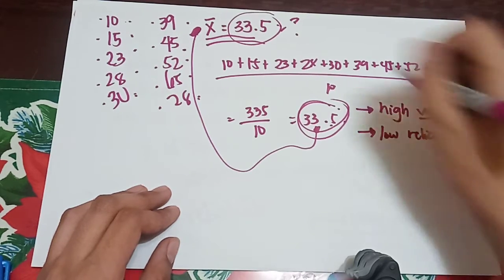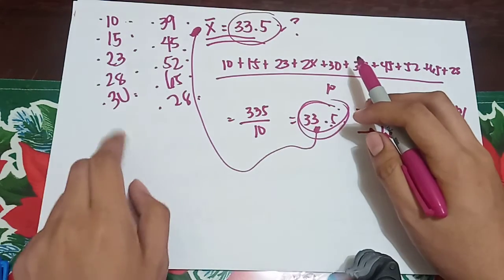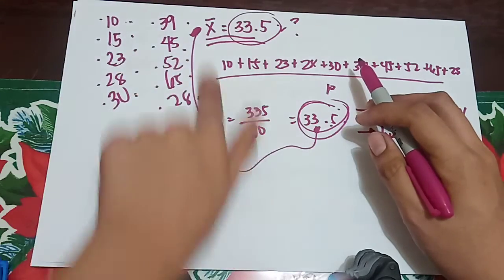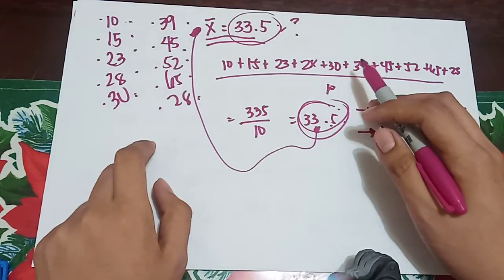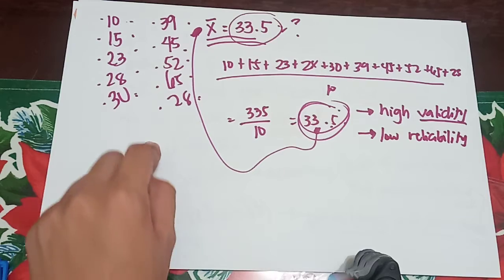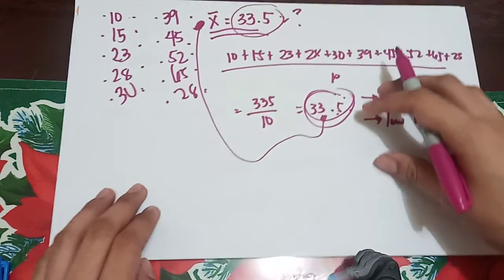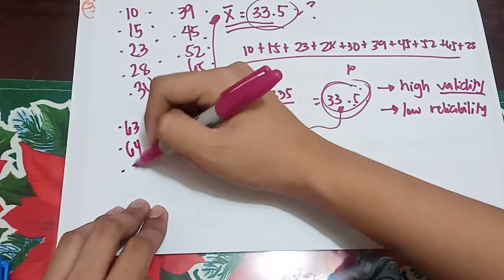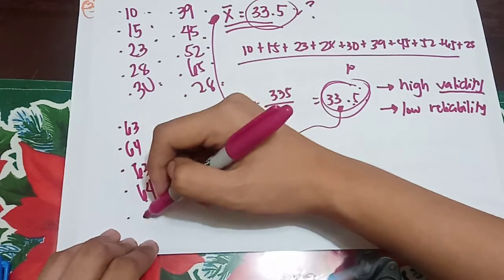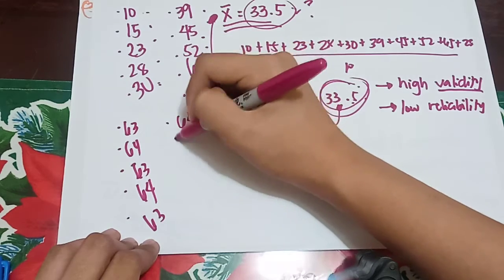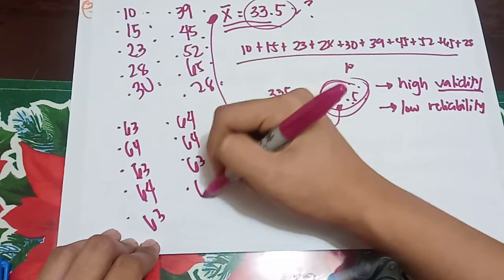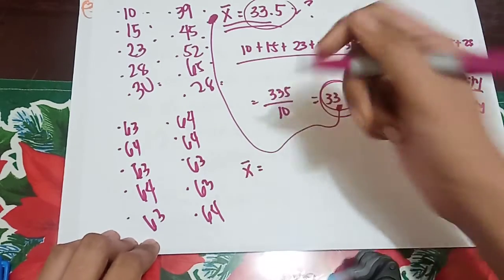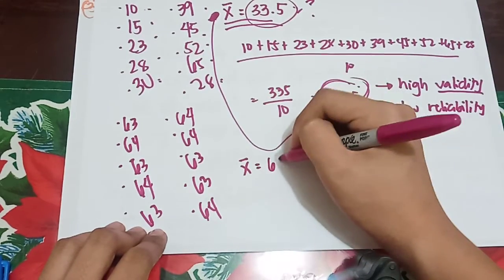The data are not consistent. Okay? They have different sets of values that are not consistent. Okay, let us try to elaborate on it more. Let's say that we have a given set of data: 63, 64, 63, 64, 63, 64, 64, 63, 63, and 64. Then, the hypothesized true value is 65.5.